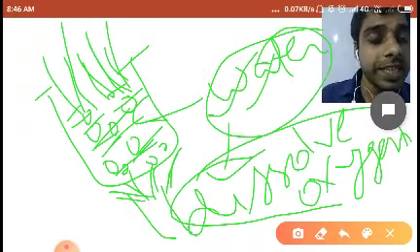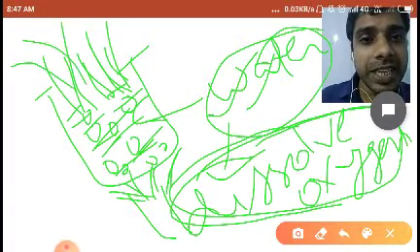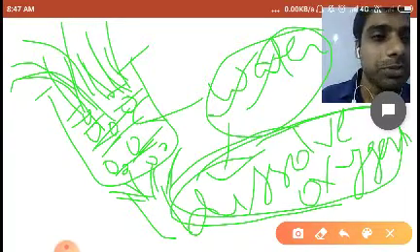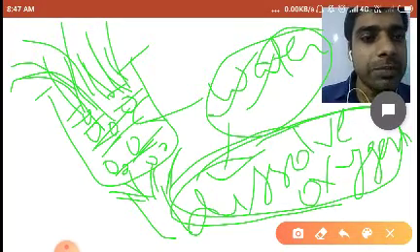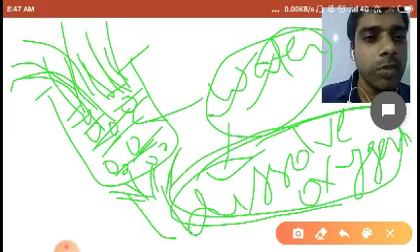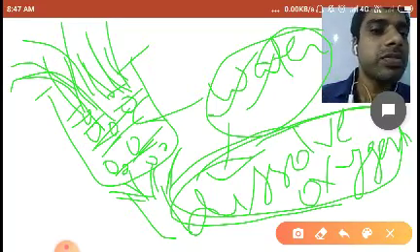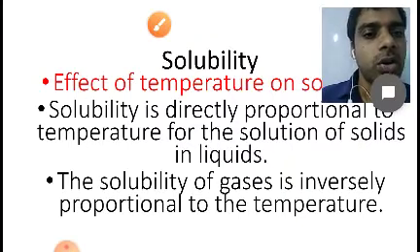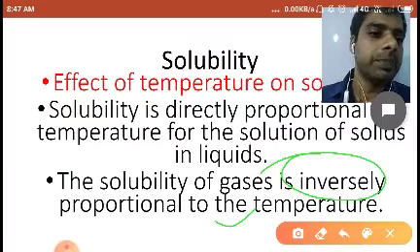So we can say the solubility in the case of gases: gases are trying to escape into the atmosphere. If I add more gas into it, will it dissolve? No, because with temperature, gases vaporize and go into the atmosphere. So solubility will decrease in the case of gases mixed into water, so solubility is inversely proportional to the temperature.